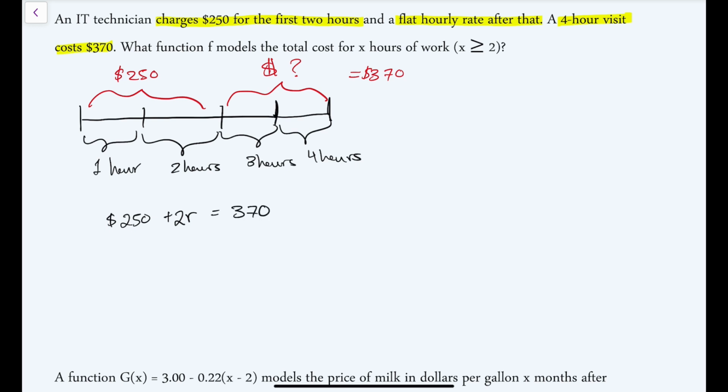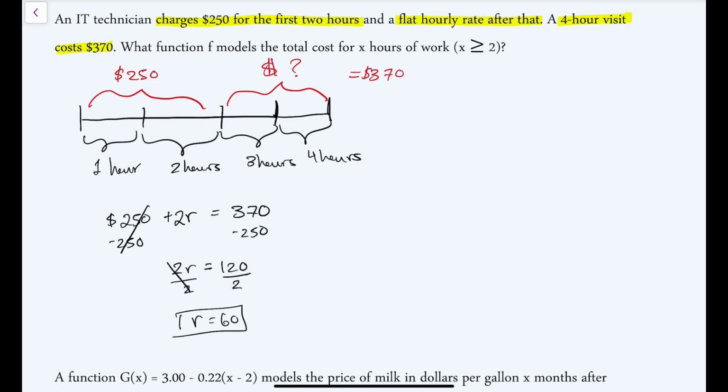Okay? So we can subtract 250 from both sides to solve for whatever R is. So minus 250, minus 250 cancels out. 2R is equal to 120. Divide both sides by 2. 2's cancel out. R is equal to 60.